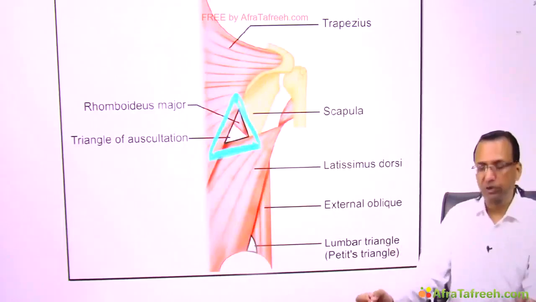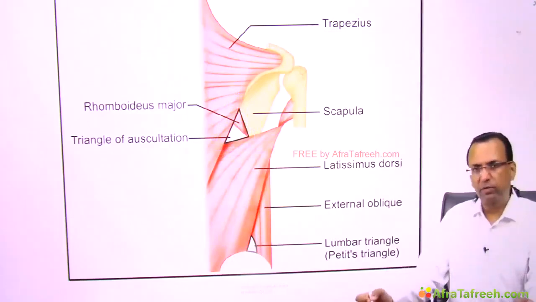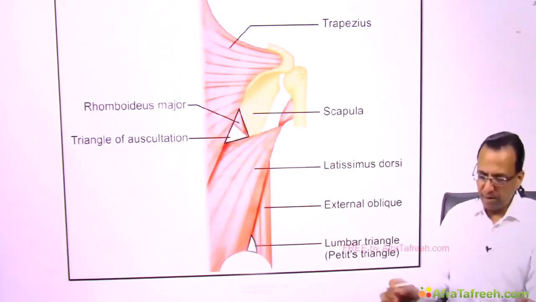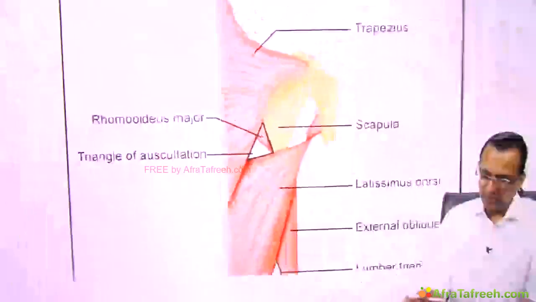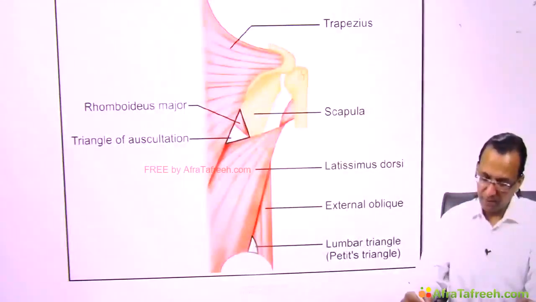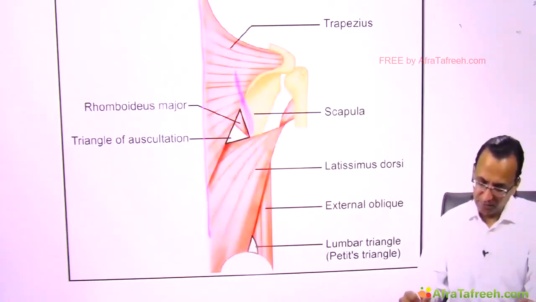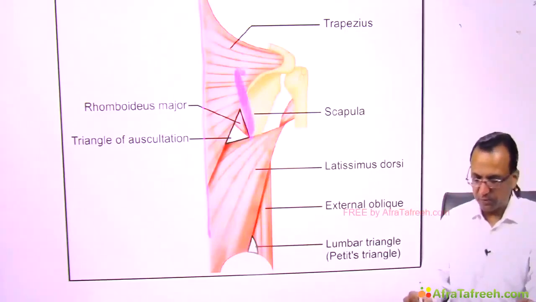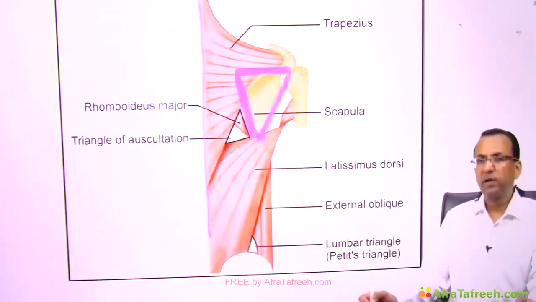What are the boundaries is a question. Boundaries of the triangle of auscultation. I think it is scapula bone. Yeah, scapula bone, but which part of the scapula bone? I think this is the midline of the body here. And that is the medial border of scapula, I believe. Yes, correct, medial border, because that is the superior border and this is the lateral border. So the medial border of scapula is one boundary.